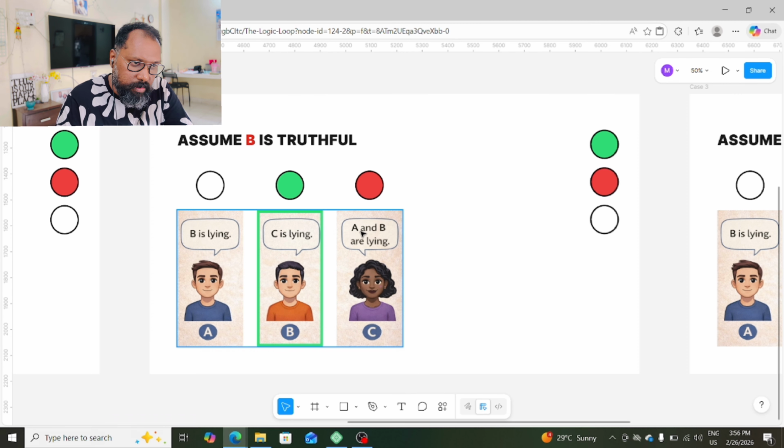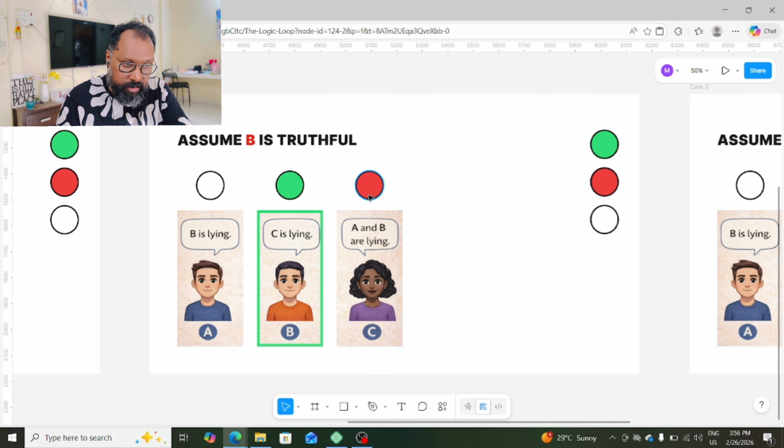Now let's check with C. C says A and B are lying, and we already know that C is a liar, so the statement should be false. If the statement that A and B are lying is false, it means it's not true that both A and B are lying. And we already know that B is a truth teller, so this qualifies, because B is telling the truth.